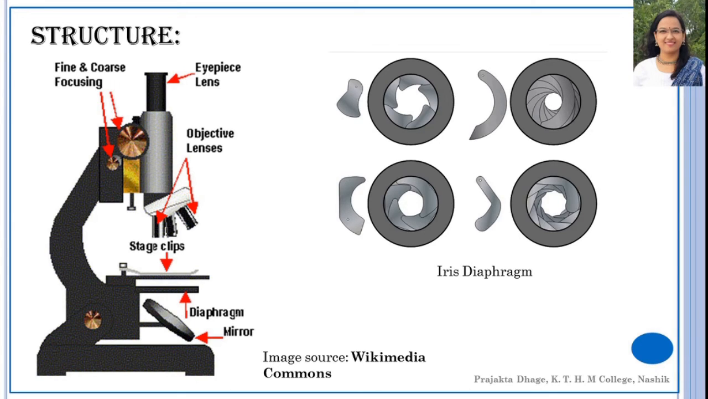Now we'll talk about the body tube. The body tube of the microscope consists of a movable tubular body. This is referred to as the body tube. Okay, follow the arrow. This is referred to as the body tube.